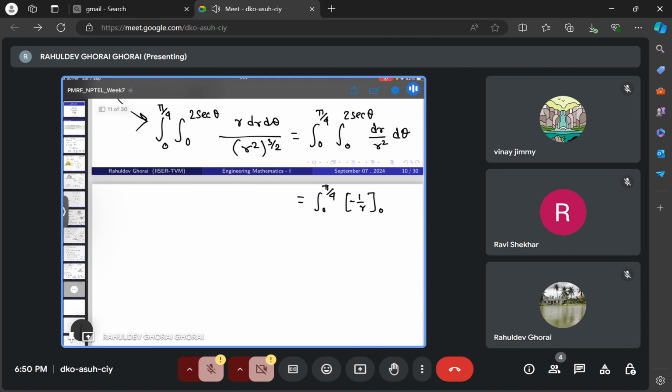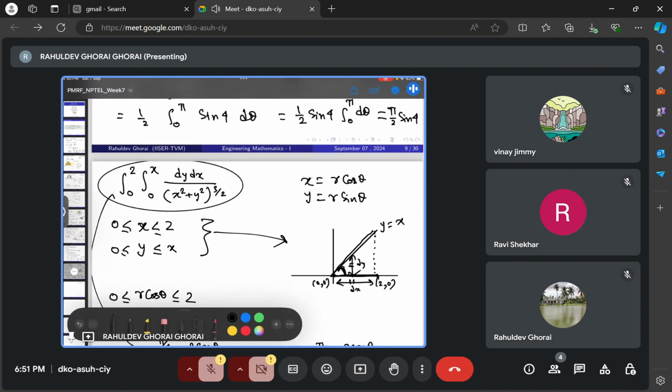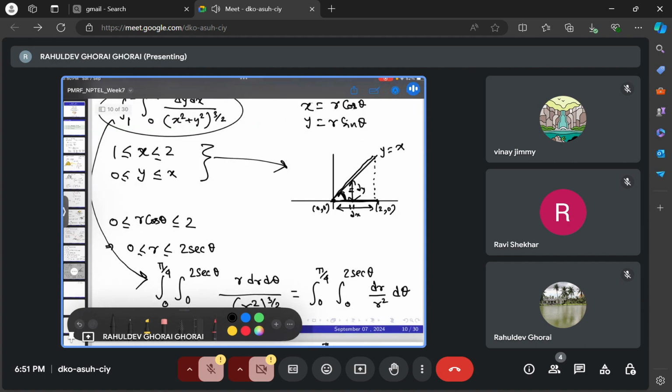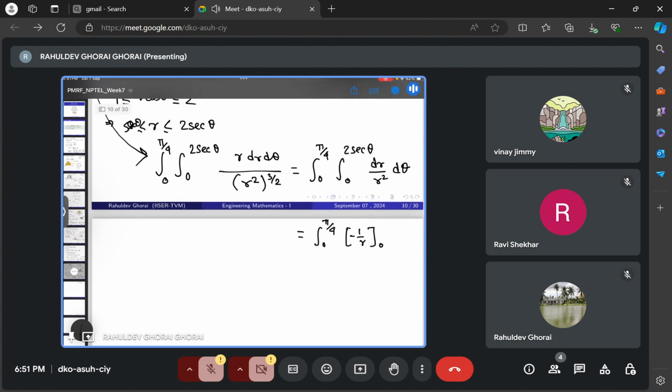Okay, so this question is a little off, so this will be from 1 to 2. Please write it: it's from 1 to 2, otherwise it won't be valid in the polar coordinate transformation. So it will be from sec theta to 2 secant theta, then d theta. Otherwise everything is fine.